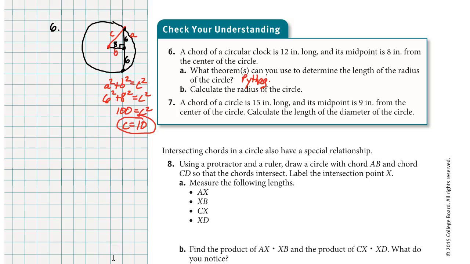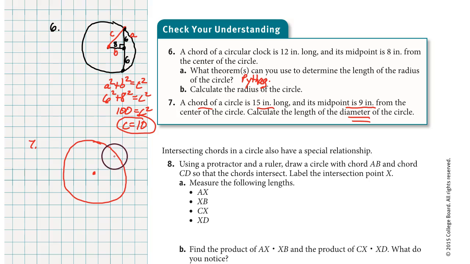The radius is 10 units long. Now question 7. A chord of a circle is 15 inches long and its midpoint is 9 inches from the center of a circle. Calculate the length of the diameter of the circle. So this is a very similar question to what we had before. We have a circle. It always helps to draw pictures of things in geometry.